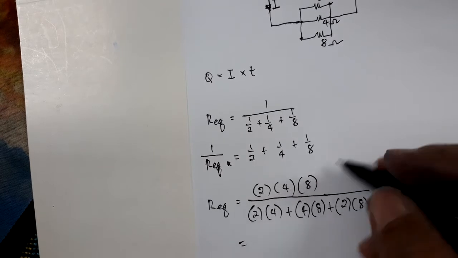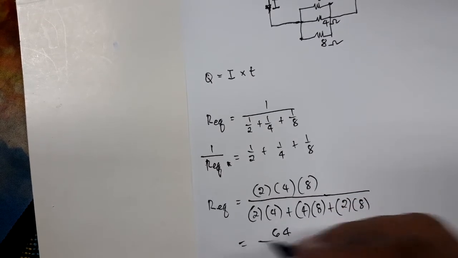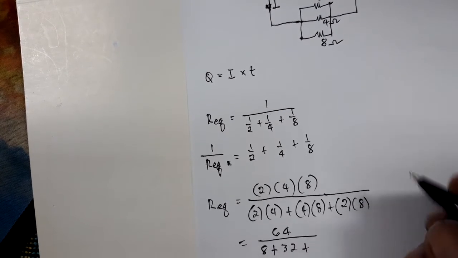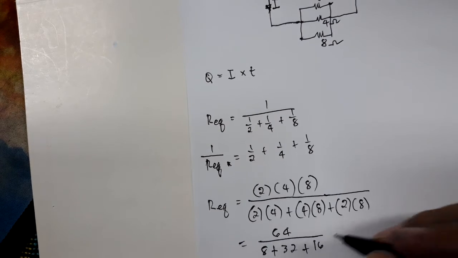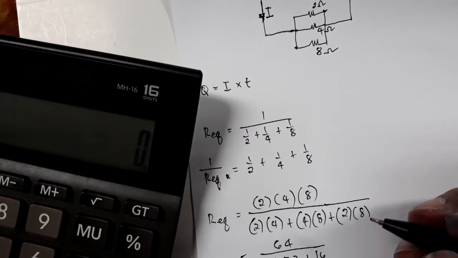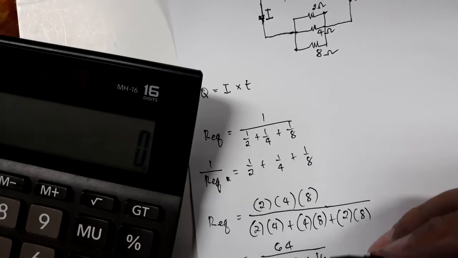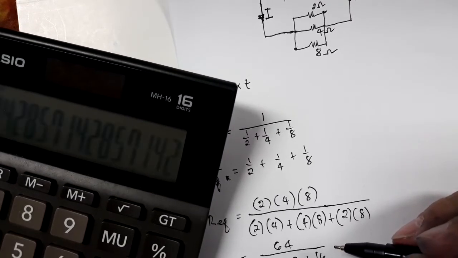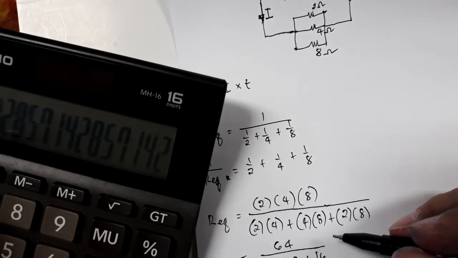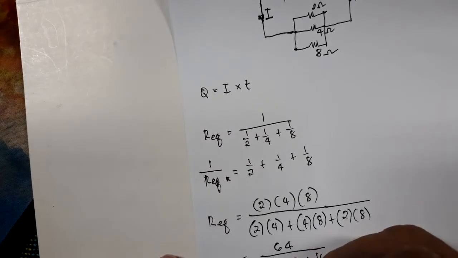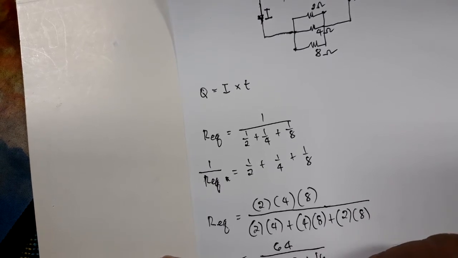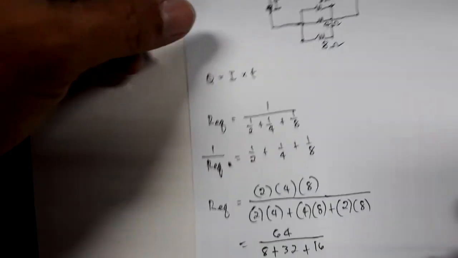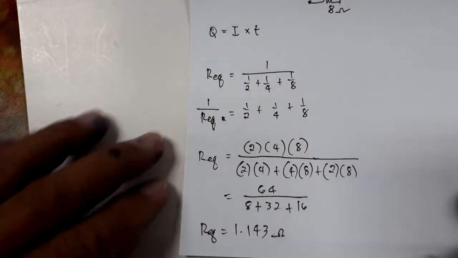2 times 4 is 8, times 8 is 64. In the denominator, 2 times 4 is 8, 4 times 8 is 32, and 2 times 8 is 16. So 8 plus 32 is 40, plus 16 is 56. So 64 divided by 56 is 1.143. So R equivalent is 1.143 ohms.